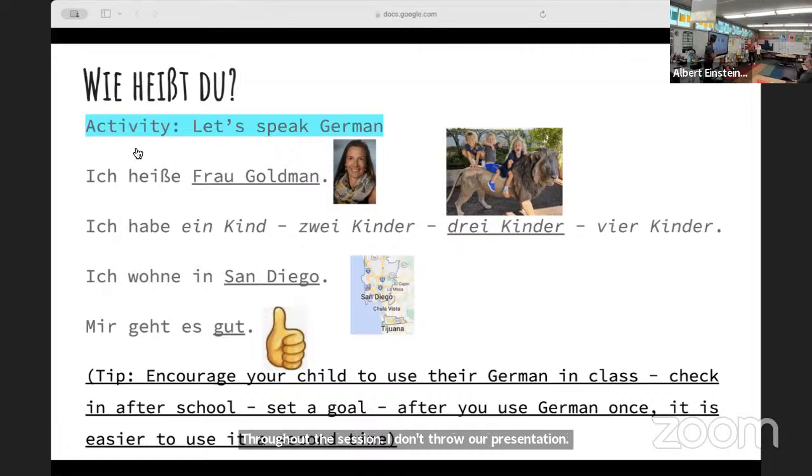So ich heiße Frau Goldmann. Ich habe 3 Kinder. Ich wohne in San Diego. Mir geht es gut. Tollison. Ich heiße Frau Tollison. Ich habe 2 Kinder. Ich wohne in San Diego und mir geht es auch gut.